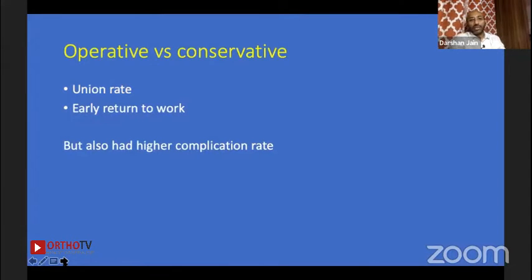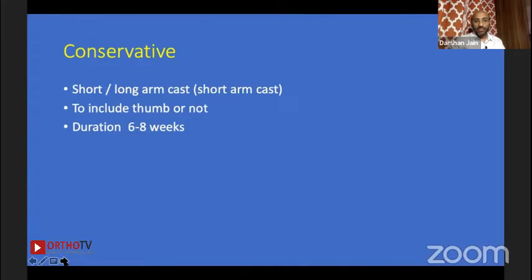Operative versus conservative: what are the union rates and when is the early return? Operative treatment doesn't always mean it heals well. Early return to work is most commonly seen with operative treatment, but it also has a higher complication rate. Conservatively, we could manage with a short arm or a long arm cast.